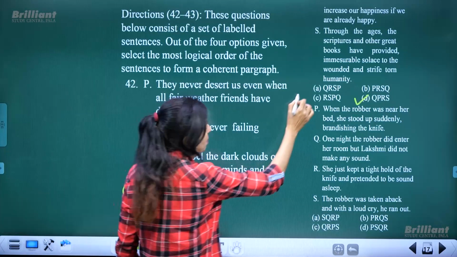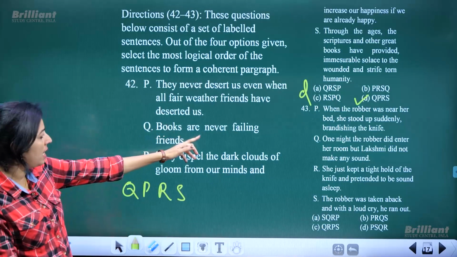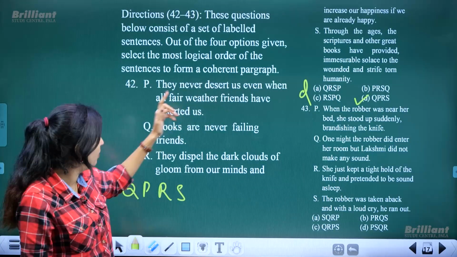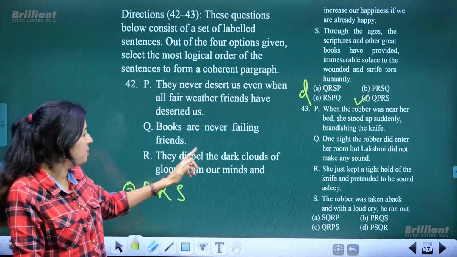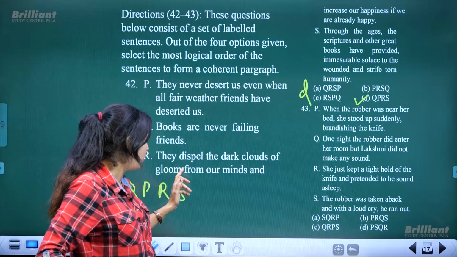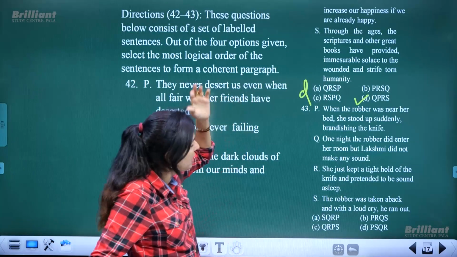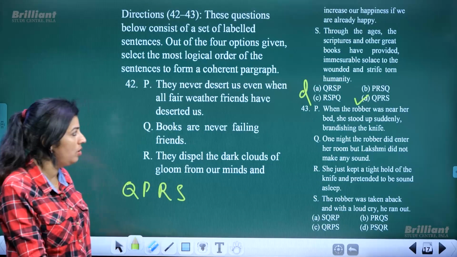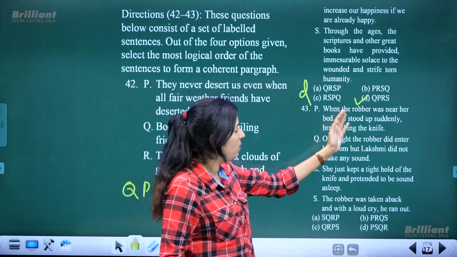QPRS, option D. Okay, QPRS means what? Books are never failing friends. They never desert us even when all fair weather friends have deserted us. They dispel the dark clouds of gloom from our minds, and through the ages, the scriptures and other great books have provided immeasurable solace to the wounded and strife-torn humanity. So, it's QPRS.